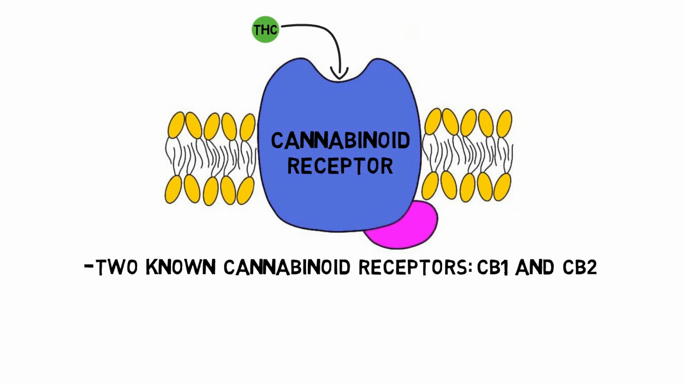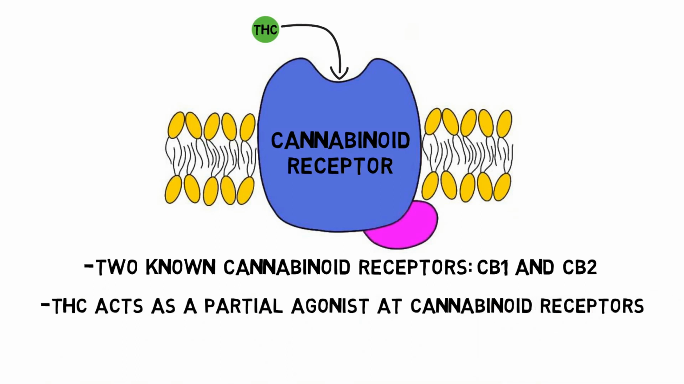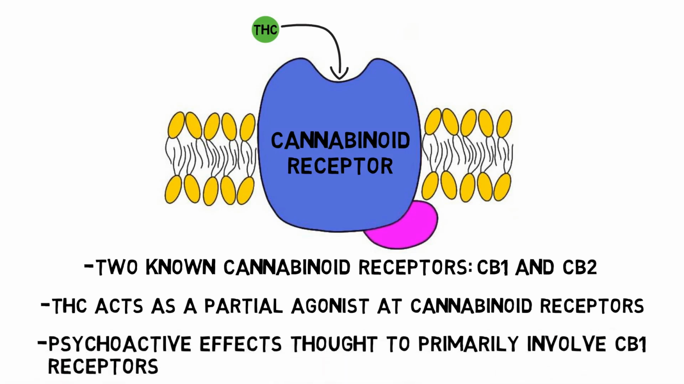THC acts as a partial agonist at cannabinoid receptors, meaning it binds to these receptors and generates a response that's a fraction of what other substances that bind to the receptors can generate. THC interacts with a number of other targets as well, but it's thought that its main psychoactive effects are mediated through its action at CB1 receptors.